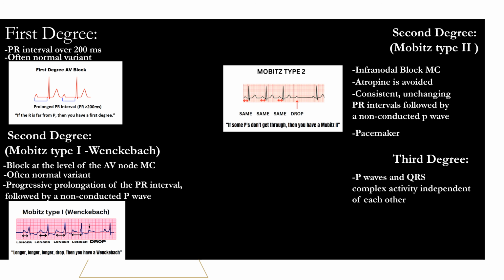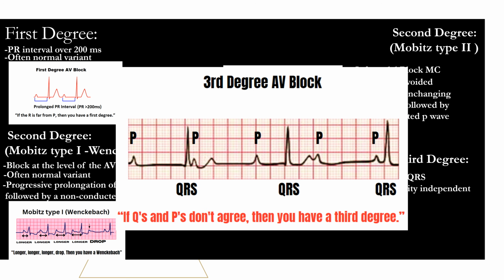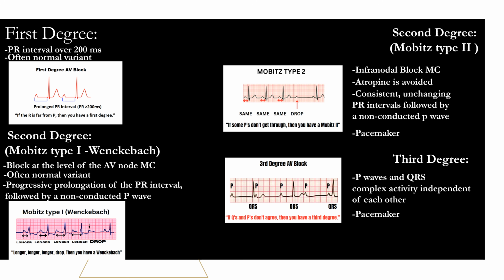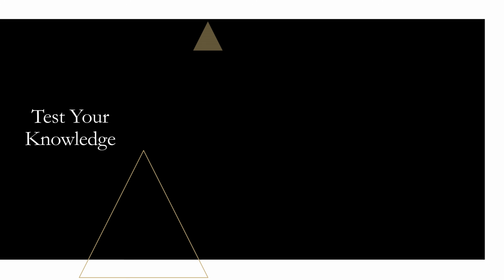Finally, third degree block. Remember your ECG: look for the P waves to be marching right on through the QRS complexes. They will be completely out of rhythm, complete AV dissociation. That's the key to remember. If your Qs and Ps don't agree, then you have a third degree. And then just as in a Mobitz 2, most patients will get a pacemaker unless there is an underlying treatable cause. All right, let's wrap it up with 5 quick questions.